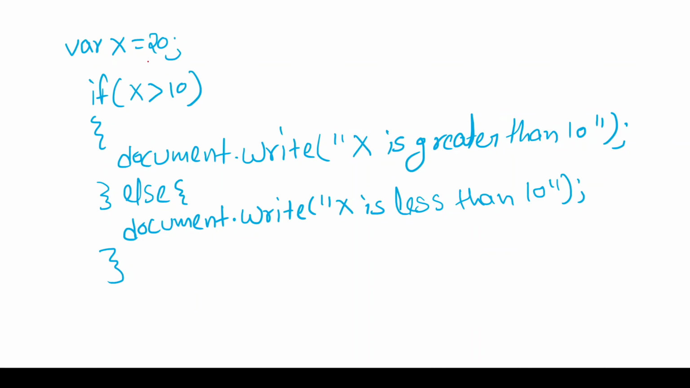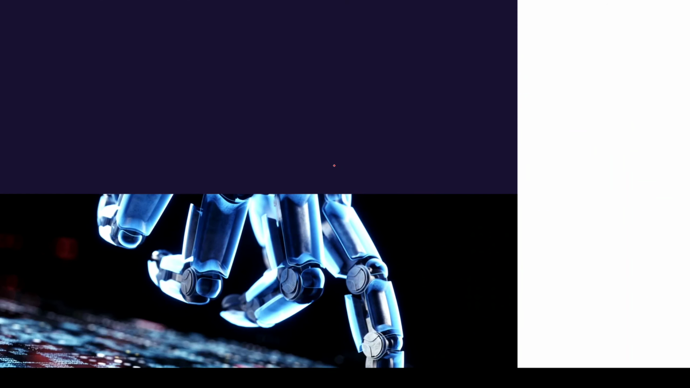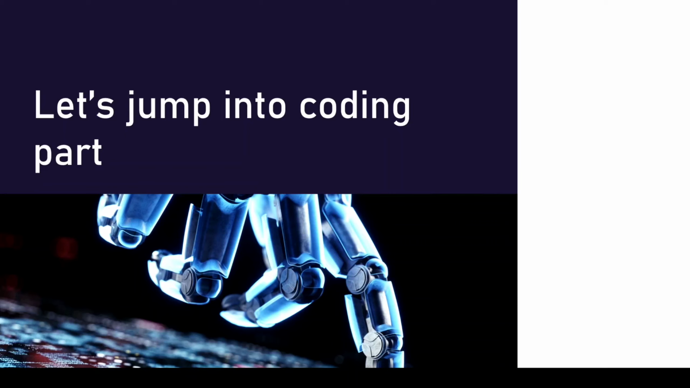Okay, after that, this is another example. Here our number x is 20, and we are checking if x is greater than 10, then print x is greater than 10, else it is less than 10. Okay, with the help of document.write. Now let's jump into the coding part.